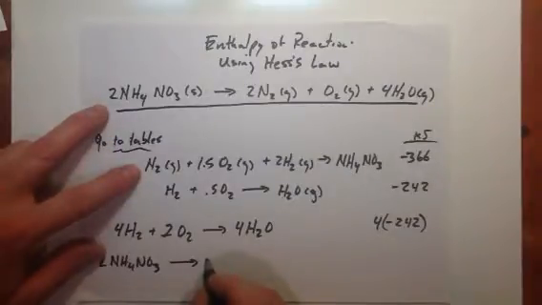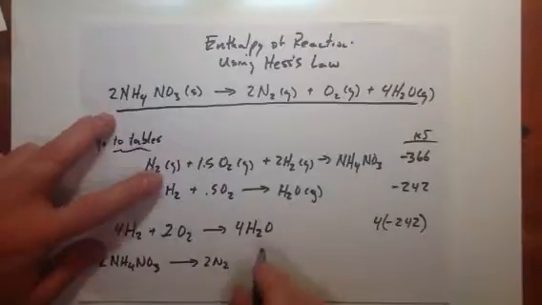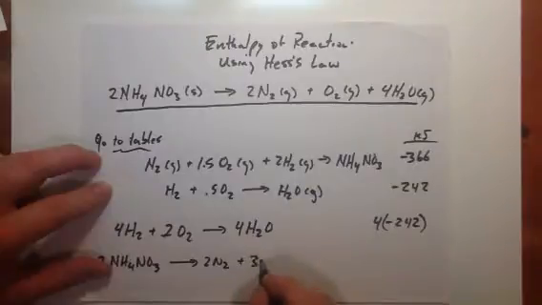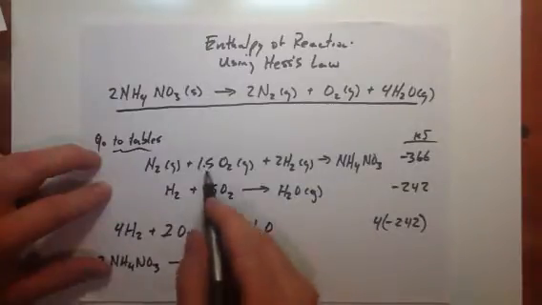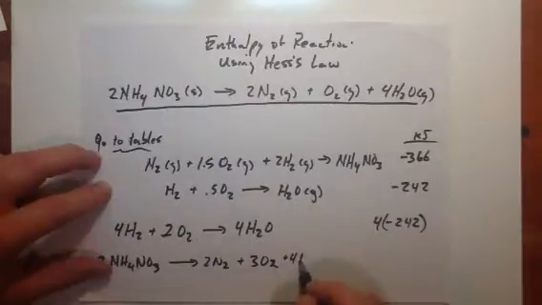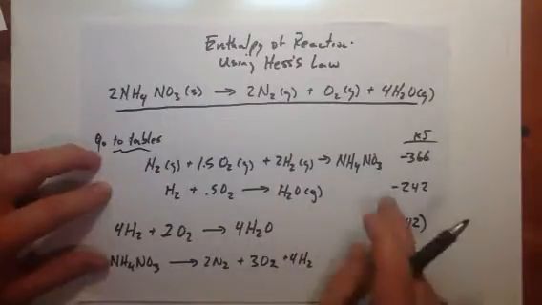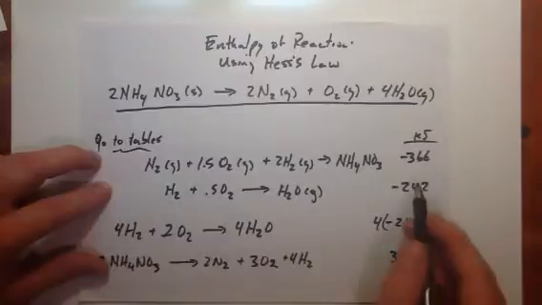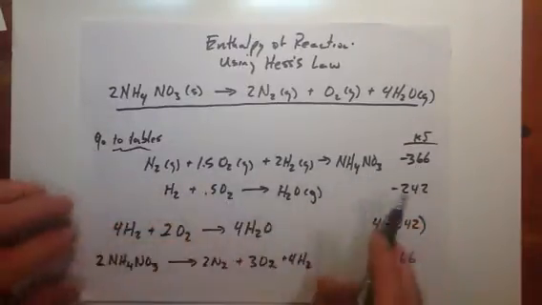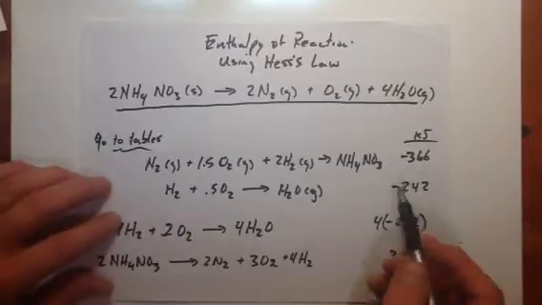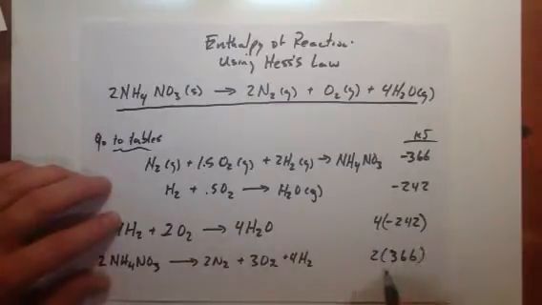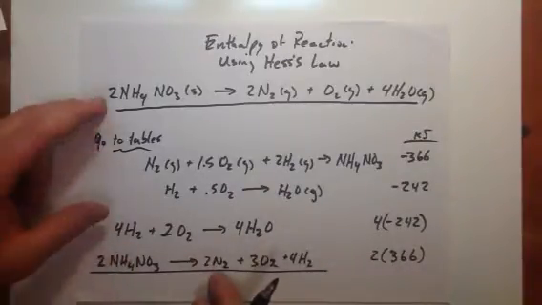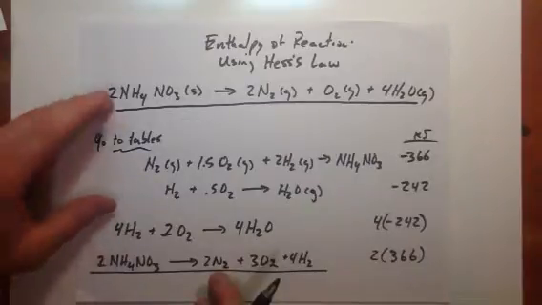So we're going to have 2N2, and I'm again going to leave off the descriptors for the phase. We have 3O2, that's 1.5 times 2, and we have 4H2. And if we again flip it, we have to have a positive 366, sorry. We have a positive because we flipped this over. And we also need to double it, so we're going to multiply it by 2. Let's see if we can get these two equations to add up to what we have up here.